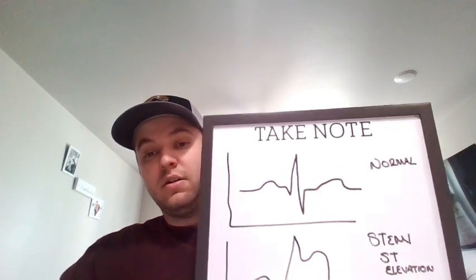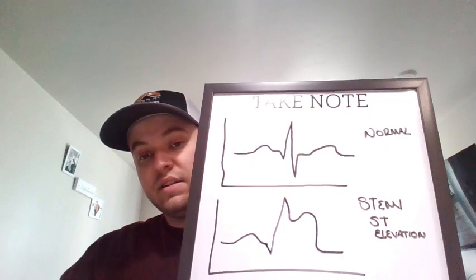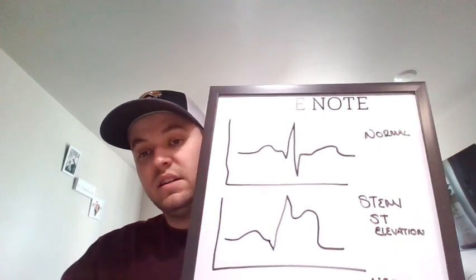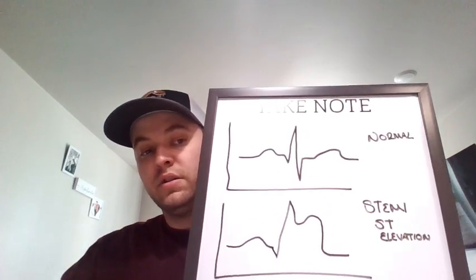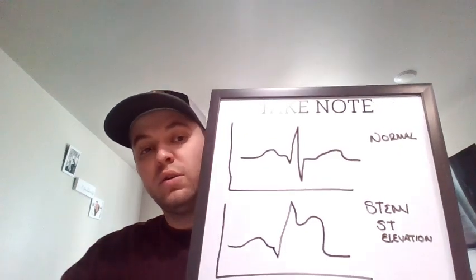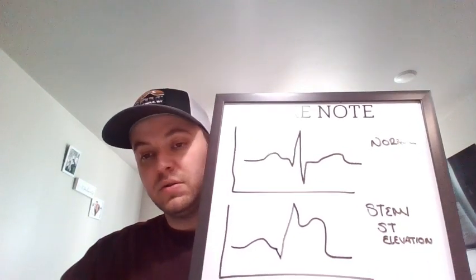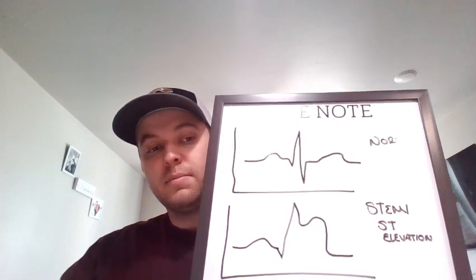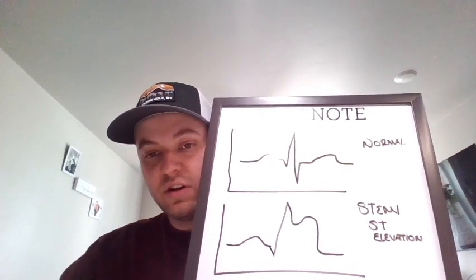Now the next one is called a STEMI, or ST elevation myocardial infarction, and it is a full thickness heart muscle injury. It shows up as an ST segment elevation on the ECG.